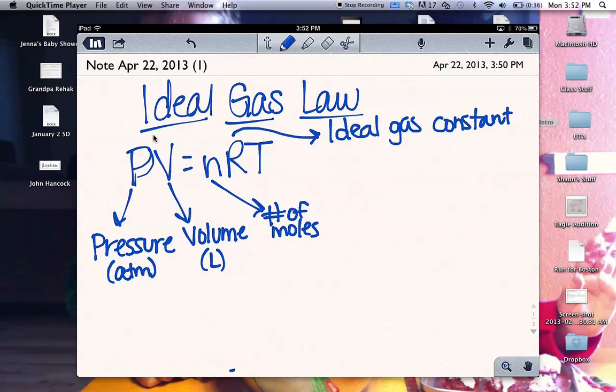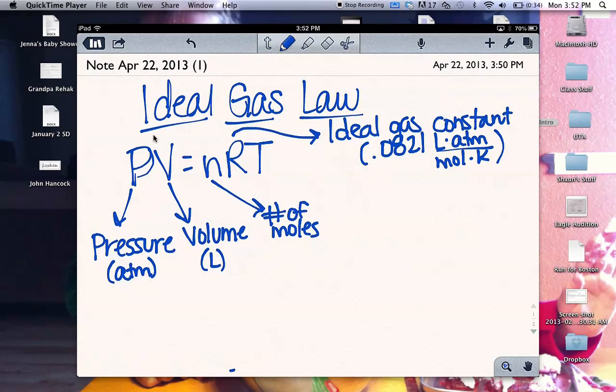and that has a couple of different values, and there's 3 different values that are listed on your STAR formula chart, but I tend to recommend just memorizing one of them and using that same one all the way through. And the one that I suggest memorizing is 0.0821 liters atmospheres per mole Kelvin.